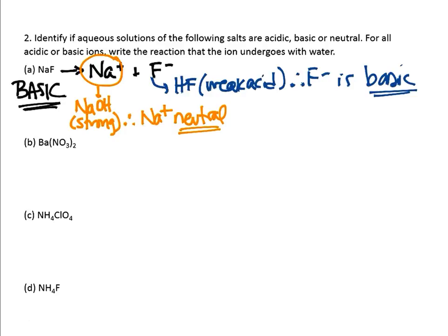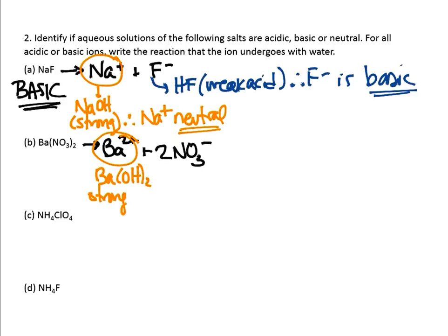Barium nitrate is next. Barium is derived from barium hydroxide, which is a strong base. Therefore, barium ion is neutral. Nitrate is the conjugate of nitric acid, which is also strong. Therefore, nitrate is also neutral.